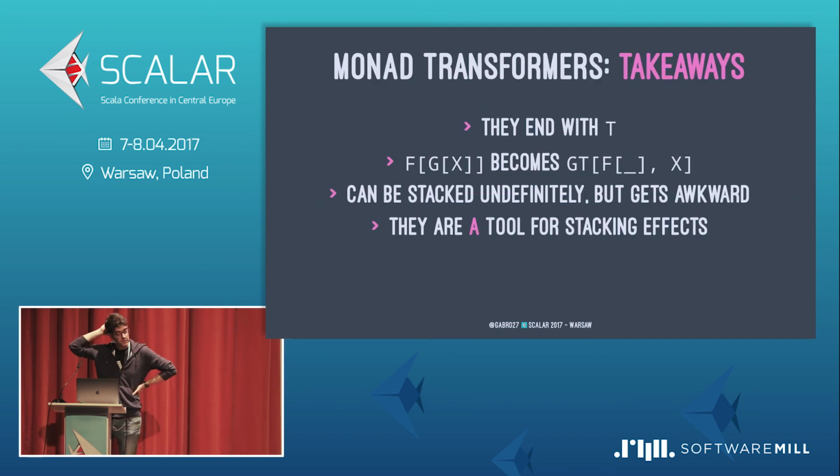So some takeaways from this talk. Well, monad transformers, they end with the letter T. So whenever you see some type T, it's probably a monad transformer. That's a reasonable convention that is seen around in functional programming. F of G of X essentially becomes G of T of F of X, so it's a flattened representation of the same thing, which represents the transformation of one monad, G, with some effects from F, which is the wrapping monad, or the interleaving monad, the one that is right above it in a stack.